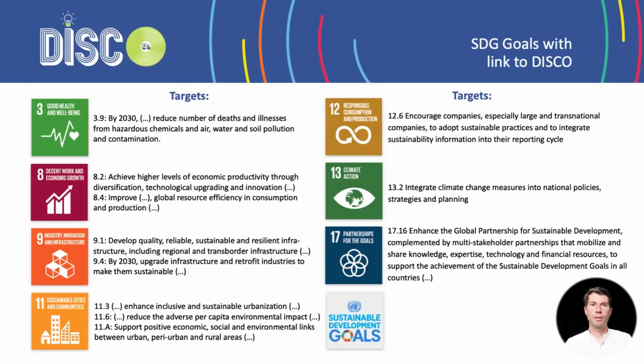To find this out, the SDGs were analyzed in more detail at the target level. The target level can be understood as the second level of the SDG framework and is made up of concretely formulated goals. We have identified the following targets that are directly related to the Living Lab measures. For example, target 3.9: by 2030, reduce number of deaths and illness from hazardous chemicals in air, water and soil pollution and contamination. This is well connected to all measures that help to reduce traffic emissions.